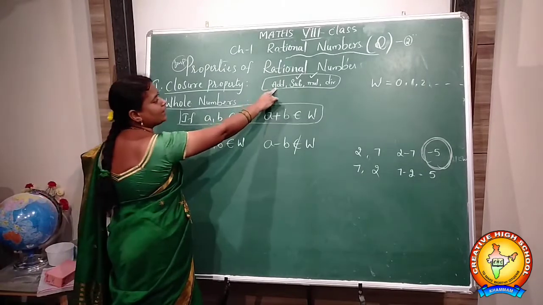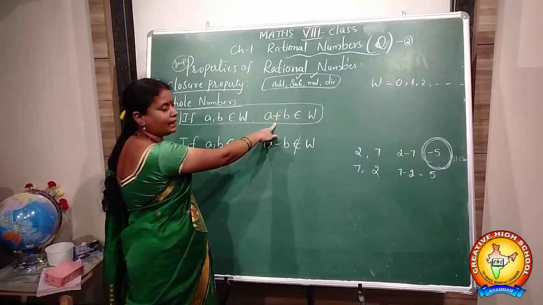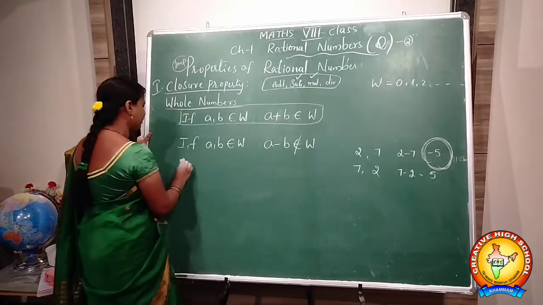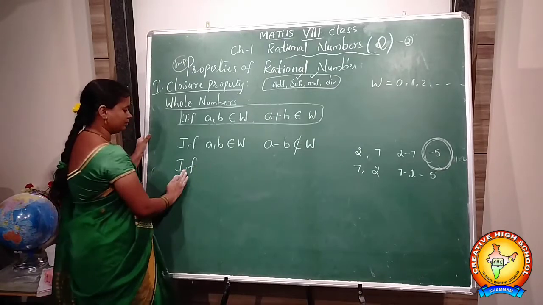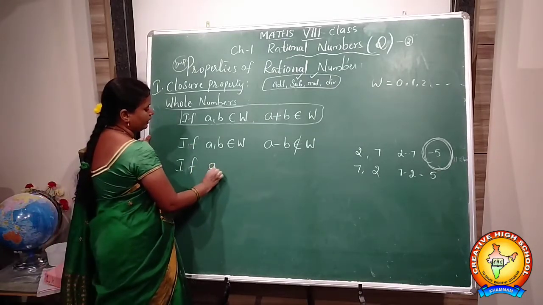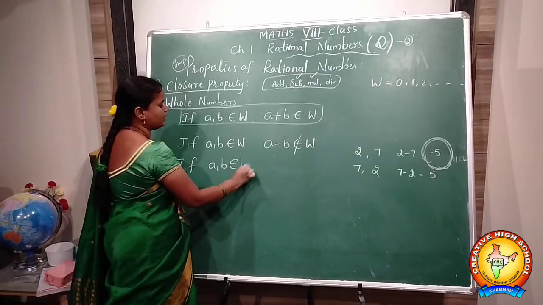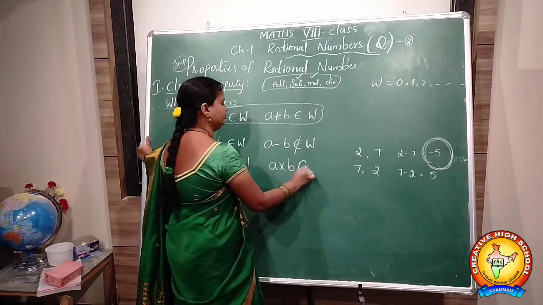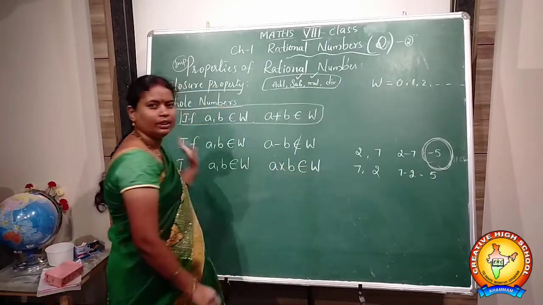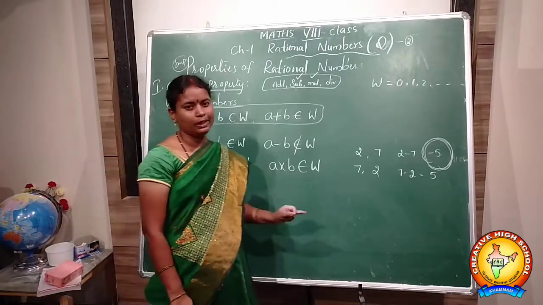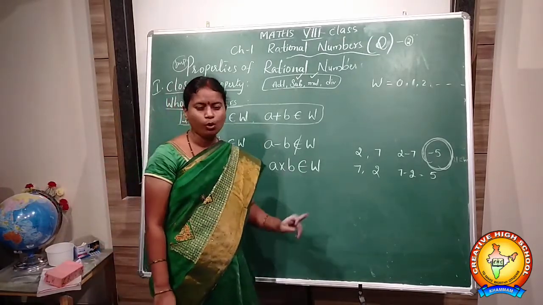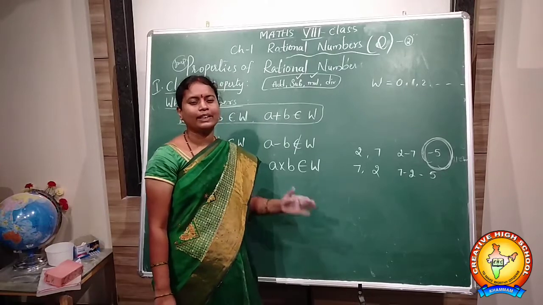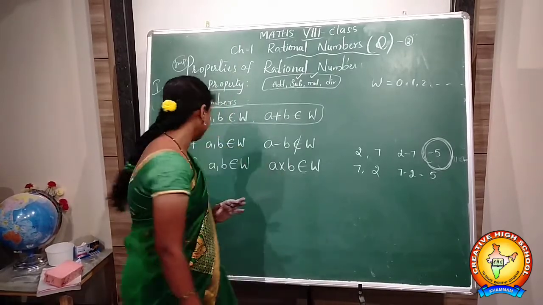Same as before: under addition we just write the plus sign, and under subtraction we just do subtraction. When we take multiplication, if A and B belong to whole numbers, is A into B also a whole number? Yes. When we take two whole numbers and multiply them, the resulting number is also a whole number. Let us check by taking different examples. Okay.